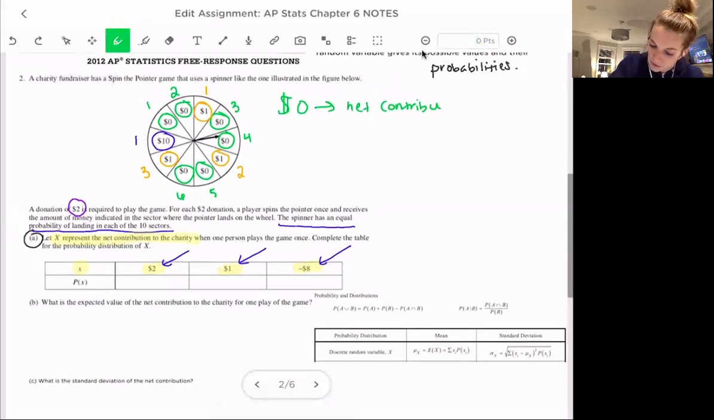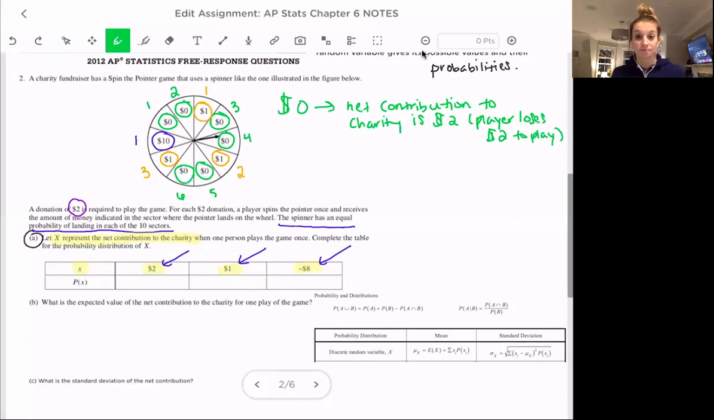The net contribution to the charity is $2. Why is that? Because the player loses $2 to play. Okay, that's your first outcome.